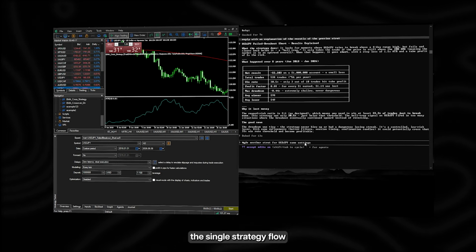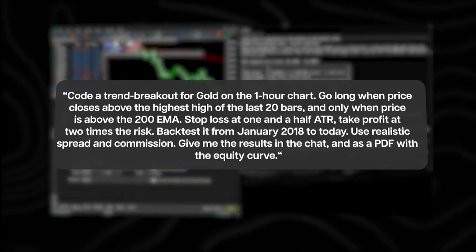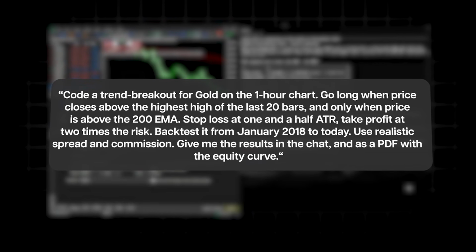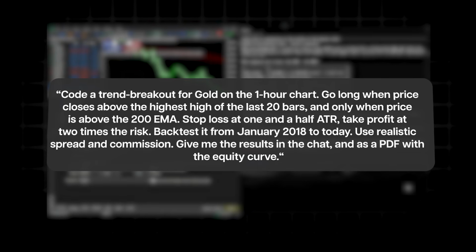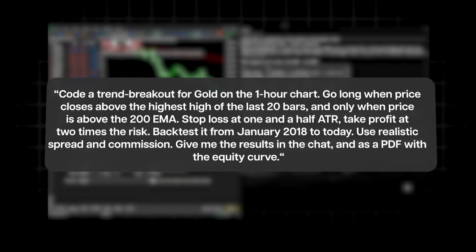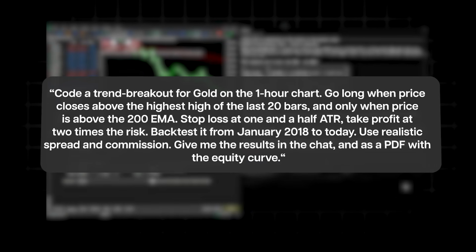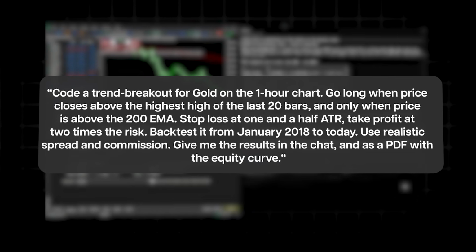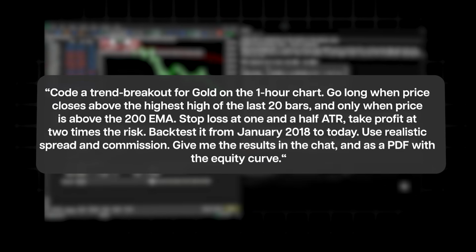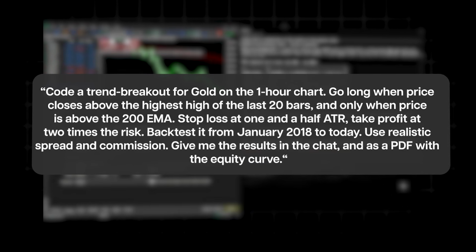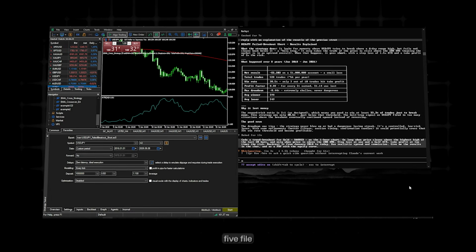Here's the single strategy flow. I tell Claude, code a trend breakout for gold on the 1-hour chart. Go long when price closes above the highest high of the last 20 bars, and only when price is above the 200 EMA. Stop loss at 1.5 ATR. Take profit at 2 times the risk. Backtest it from January 2018 to today. Use realistic spread and commission, and give me the results in the chat and as a PDF with the equity curve and relevant metrics. Claude writes the full MQL5 file.